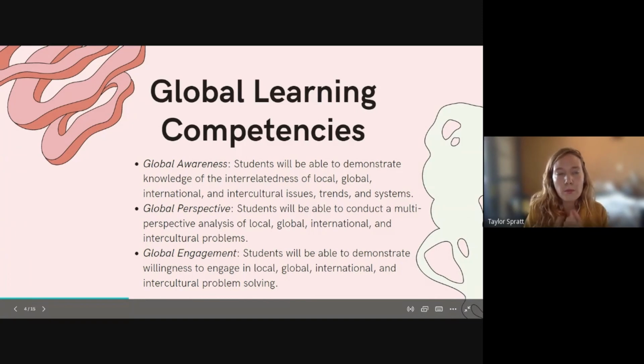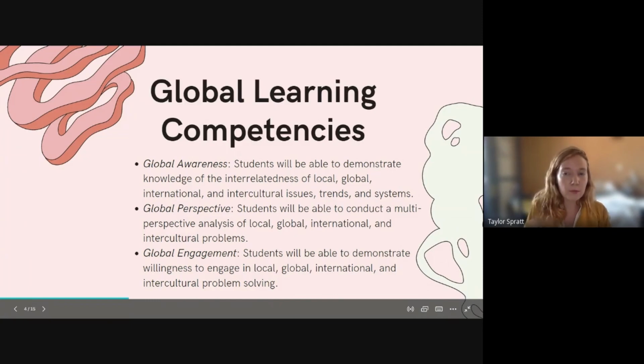But what does that really mean, right? What are the competencies that we're trying to move towards in a classroom? FIU defines three areas of competencies. The first is global awareness. As you can read on the slide, students will be able to demonstrate knowledge of the interrelatedness of global, local, international, and intercultural issues, trends, and systems.